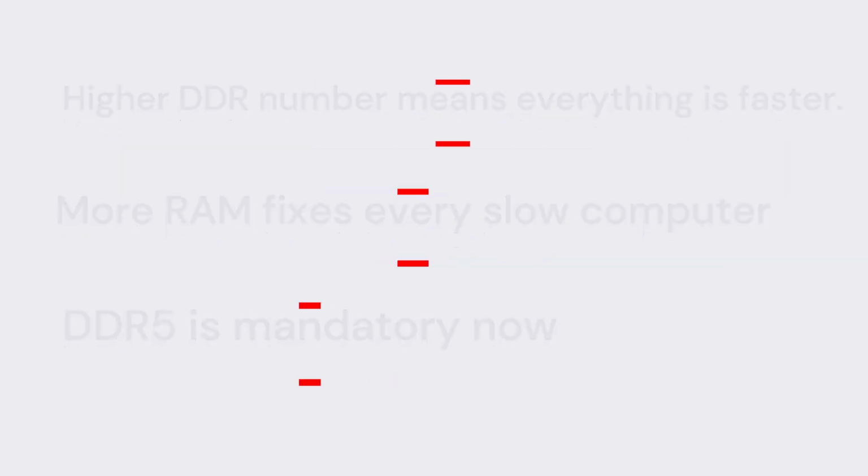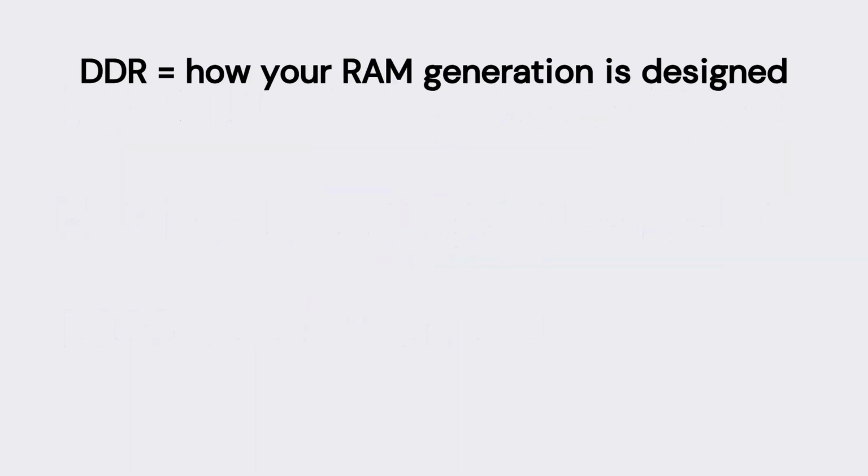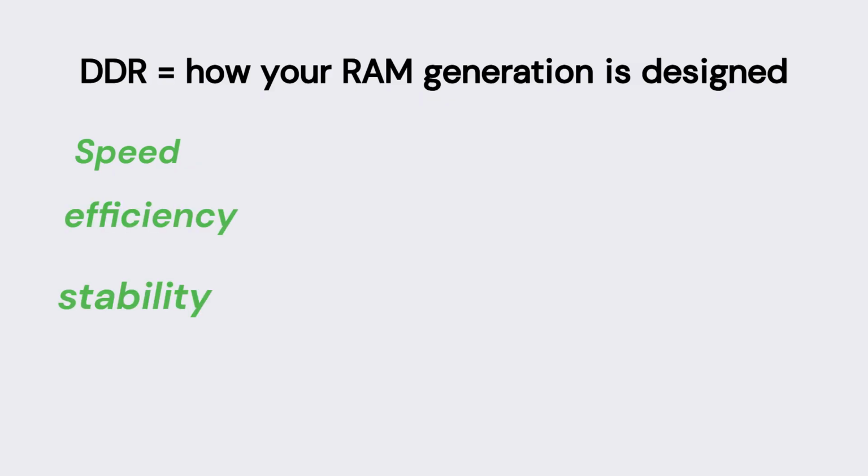Let's wrap it up. DDR equals how your RAM generation is designed. Each generation improves speed, efficiency, and stability. Older DDR versions are obsolete. DDR4 is the current sweet spot. DDR5 is the future, but not required for everyone.